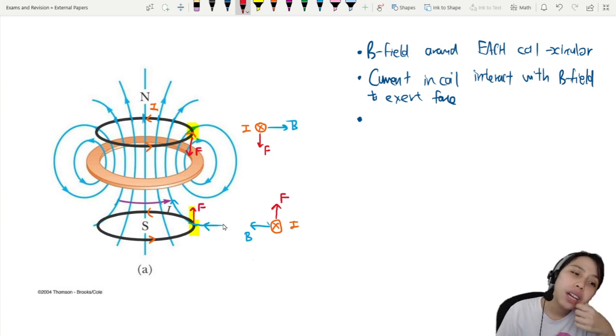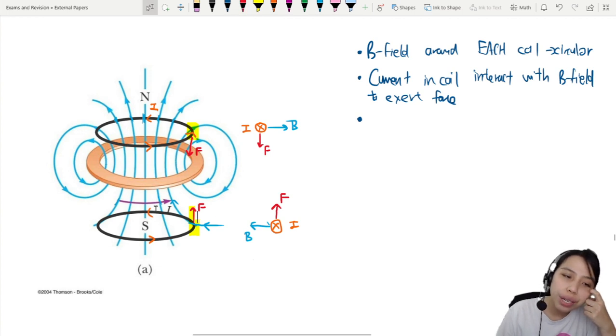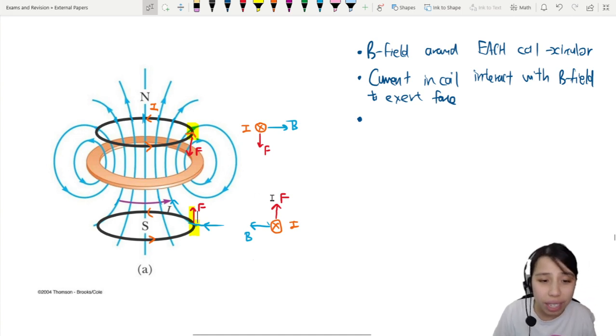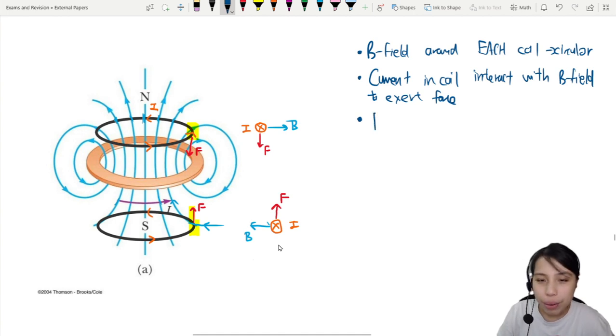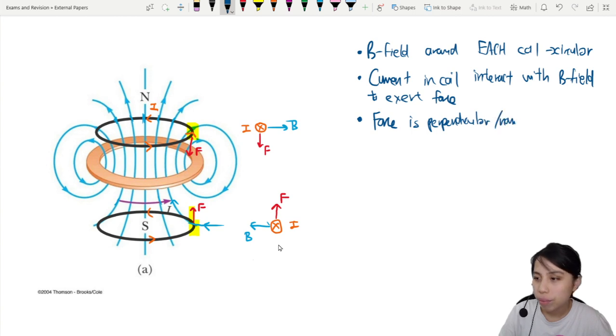Ooh, interesting. So this one orange color ring will pull the lower ring up and will pull the upper ring down. That's how you know it's attractive. How do you explain this in one sentence? You don't need to explain the detail. You just say a basic thing. You can say, for a simplified case, the force is perpendicular, or you can use the word normal, to the coil and magnetic field.